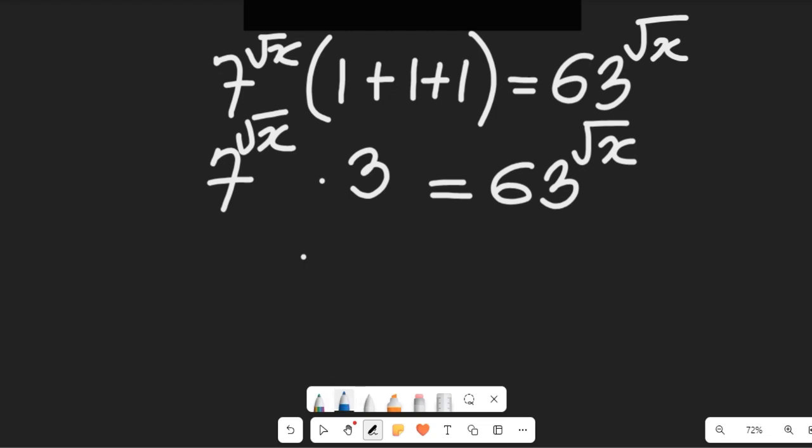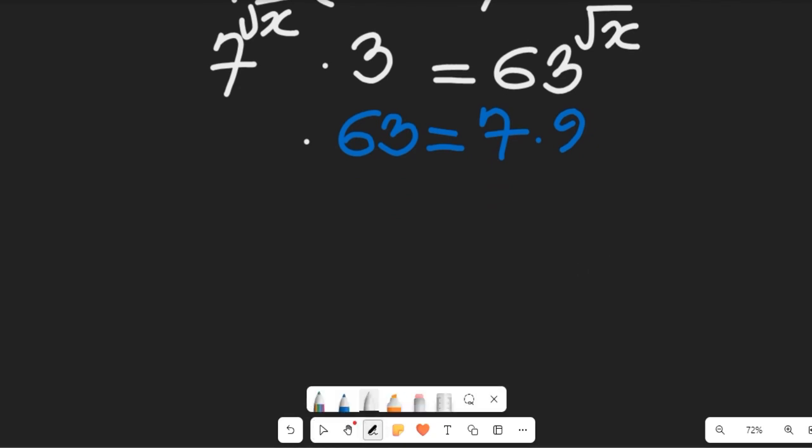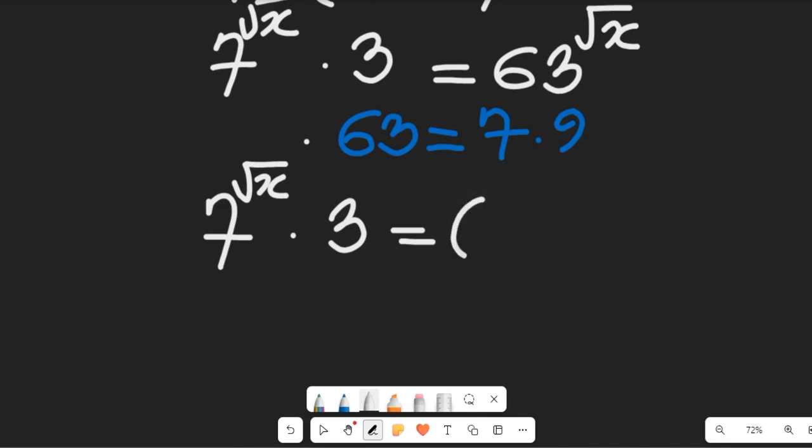Now, draw your mind back to the factors of 63. 63 can be equal to 7 multiplied by 9, right? If 63 can give us 7 multiplied by 9, that means we can replace 63 with 7 and 9. So this expression will now give us 7 to the power of the square root of x multiplying 3, and this will be equal to 9 multiplying 7, all to the power of the square root of x.